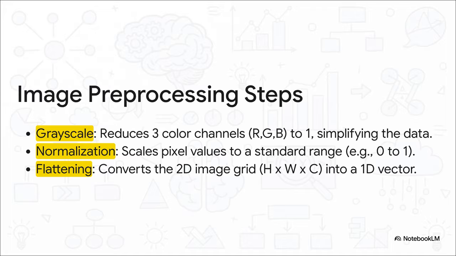And finally, flattening. An AI doesn't see a grid, it wants a long list of numbers. So if you have a tiny 2x2 color image, that's a 2x2x3 grid, flattening just unrolls that into a single list of 12 numbers that we can feed right into the front door of our network.